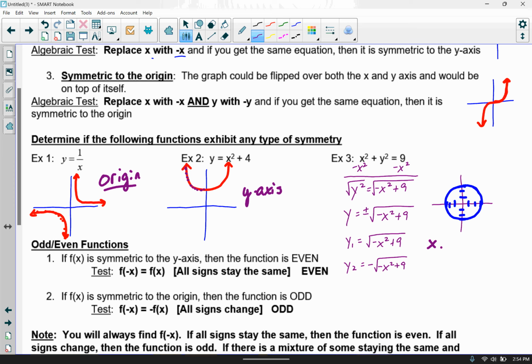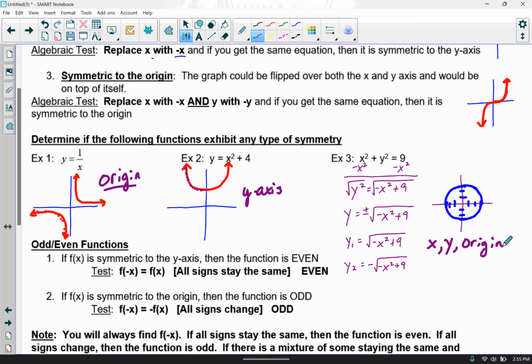Yes, it is. Is this graph symmetric to the y-axis? Yep, I can fold it over the y-axis and it's on top of each other. Can I fold it over both and it's still on top of each other? Absolutely. So I am symmetric to the x-axis, the y-axis, as well as the origin.